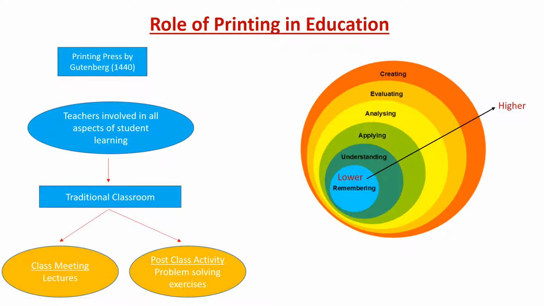Now, in the traditional classroom, the lower level of learning, that is understanding and remembering, is taken care of in the class meeting. That's where the instructors are involved. And cognitive psychology tells us that instructors need to be involved in higher levels of student learning, that is applying, analyzing, evaluating, and so on. And students on their own should remember and understand the course material. This diagram is a revised Bloom's taxonomy.